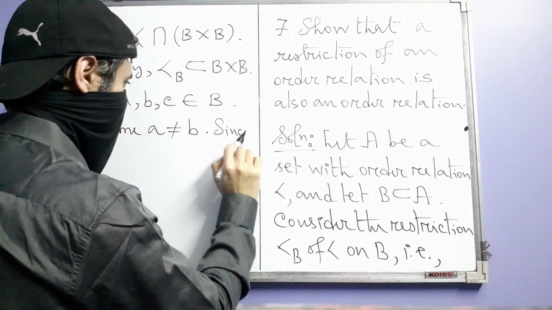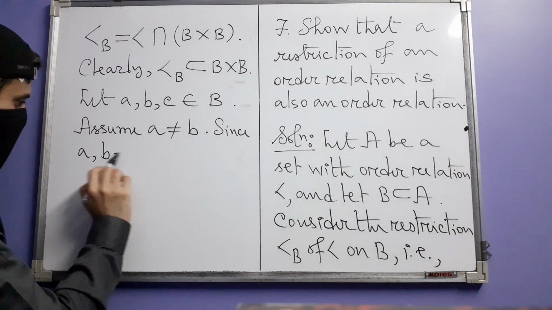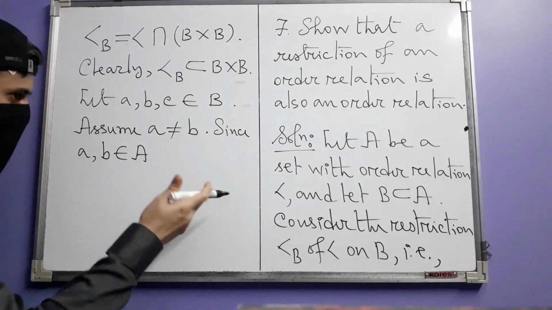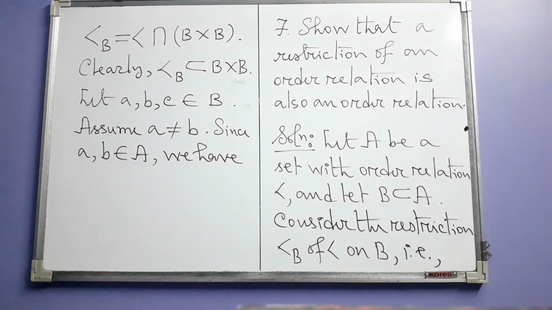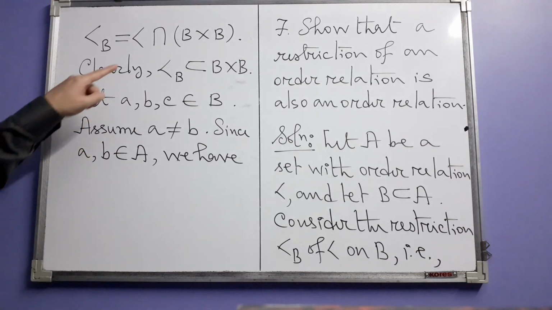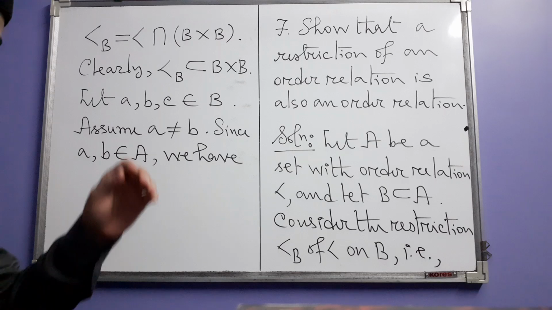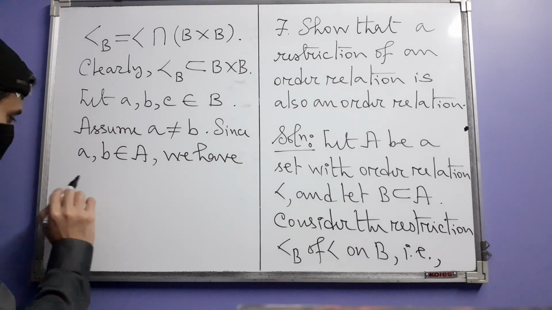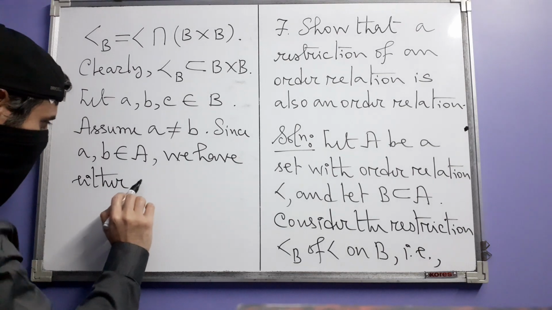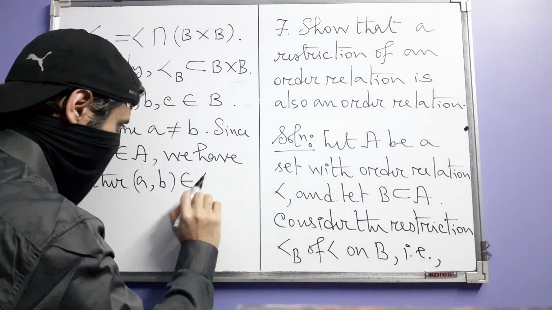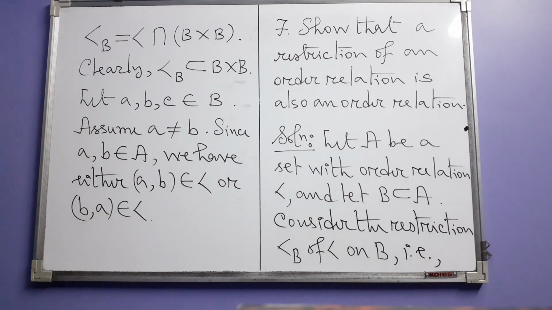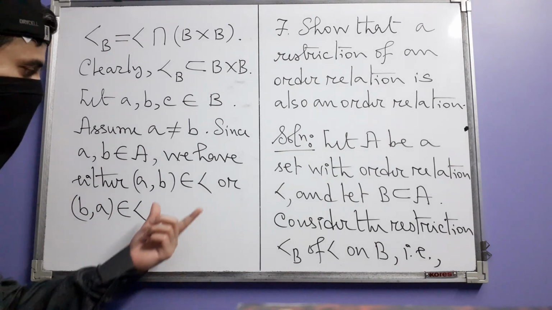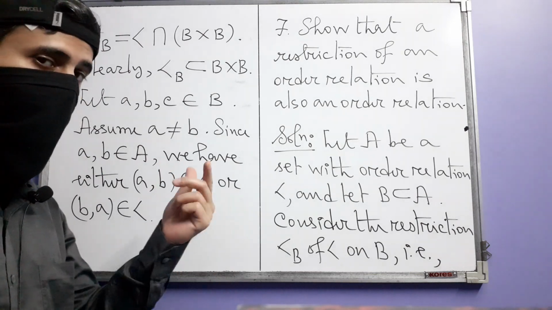Now, since A and B also lie in A, because B is after all a subset of A, we have, now I am no longer going to write A less than B. Instead, I will write ordered pair, because we are viewing this as what it really is. It's the set of ordered pairs. Either A comma B in this relation or B comma A in this relation. And this is just us writing the fact that this relation is satisfying comparability.